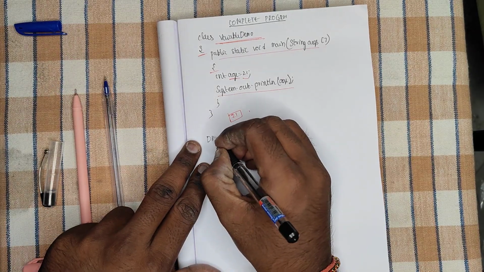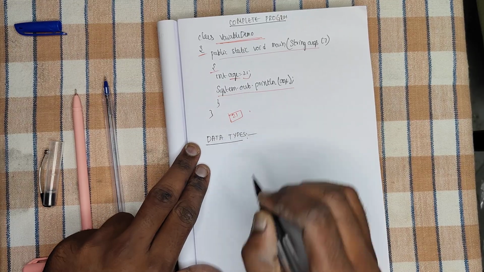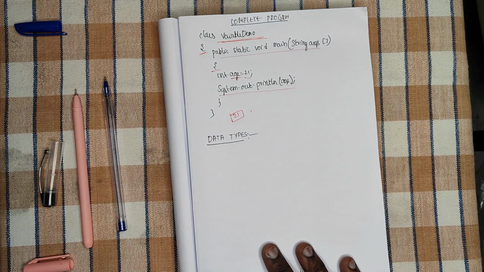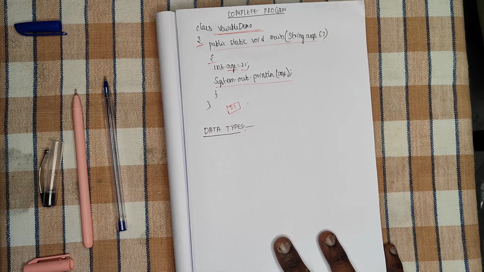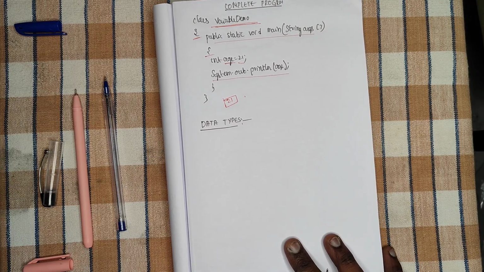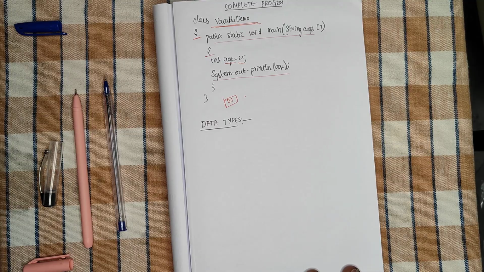So now data types. Now we understand variables, but there is one important question. How does Java know what kind of value we want to store? For example, is it a whole number, a decimal number, or a character? Is it true or false? Java needs to know this information. That's why we use data types.